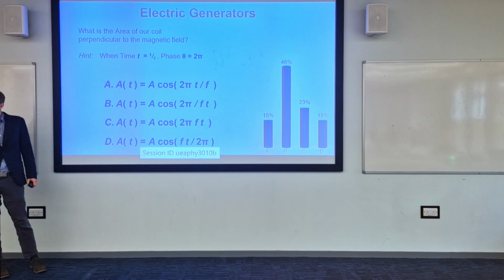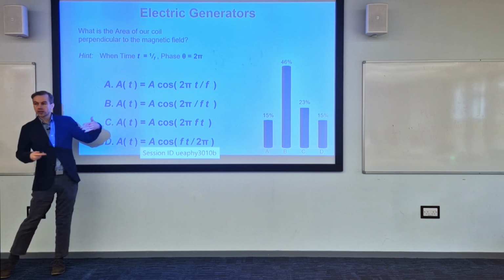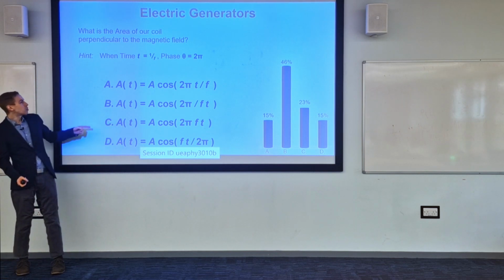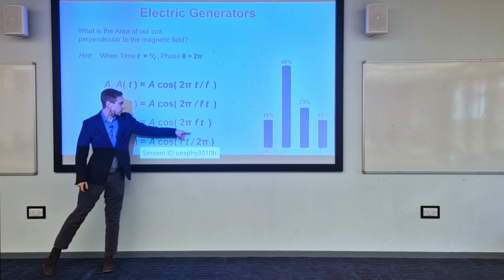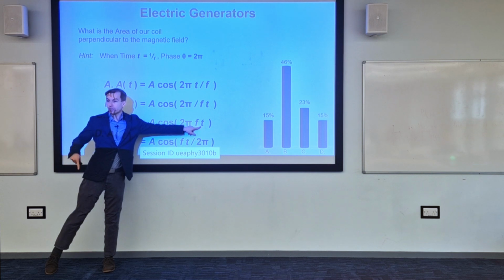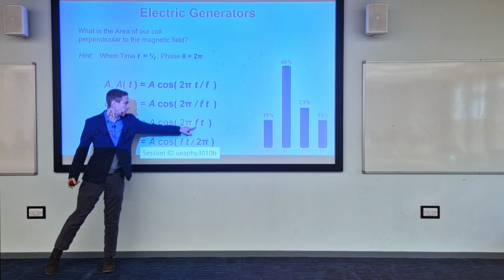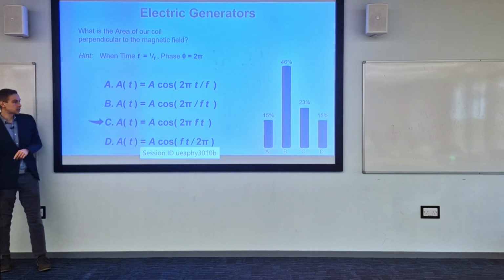So we can think about testing all of these. If we take our time and set that equal to 1 over f, then that will just cancel out. So if we inspect what's going on with all of these, what's going to give us this is this one over here, because if our time is equal to 1 over f, we have 1 over f times f, so that's going to cancel out, and we're just going to be left with the 2 pi over here. So the correct answer is option C.